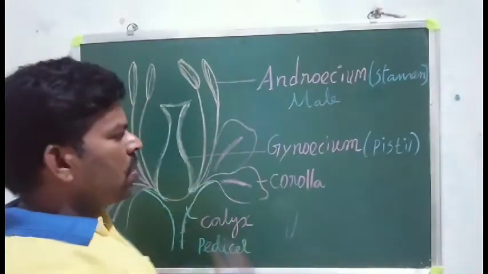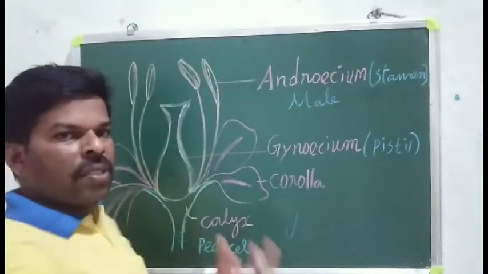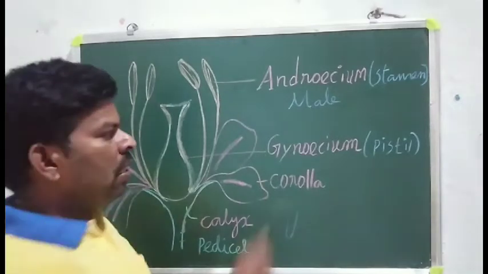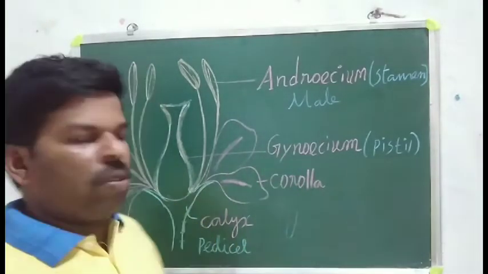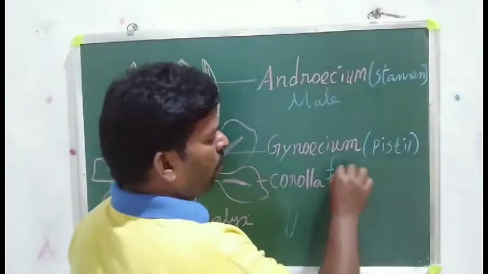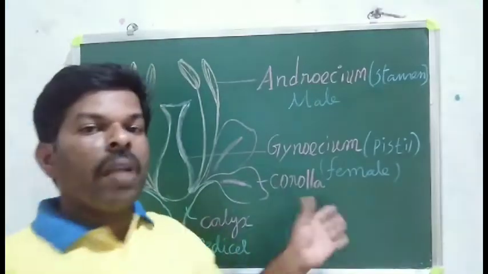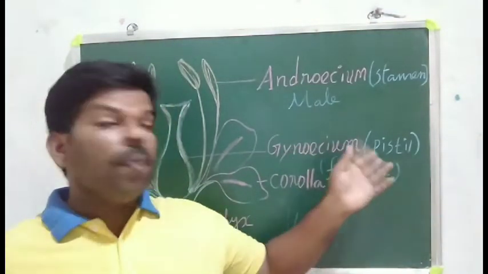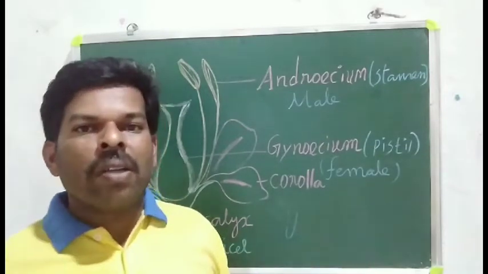Next, inside is another pouch-like structure, like a pitcher-like structure. That is called the fourth layer, the gynoecium. The gynoecium denotes the female part. That is the female part. The female part is otherwise called the pistil. The question will ask you to draw the picture and label the parts of the pistil.